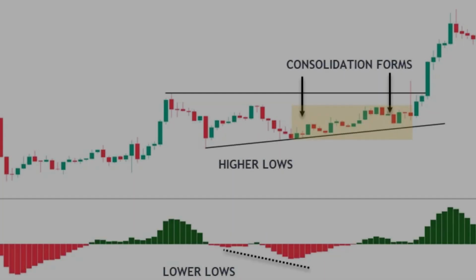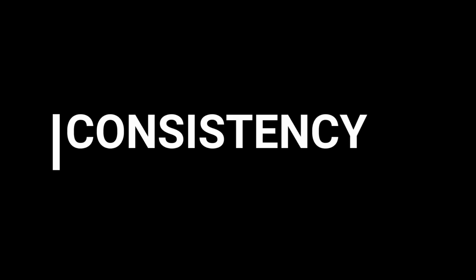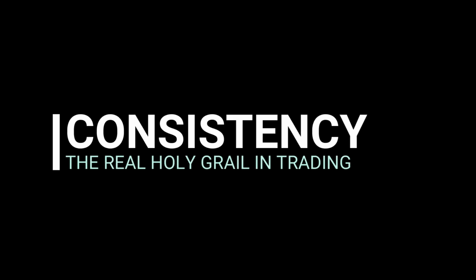So today we're going to talk about one of the most important elements of your success as a trader, and that is perfecting your trading setup. Now, consistency. This is often talked about as the holy grail in trading, if there ever was one. And mastering your setup, well, that's the important part of achieving it.